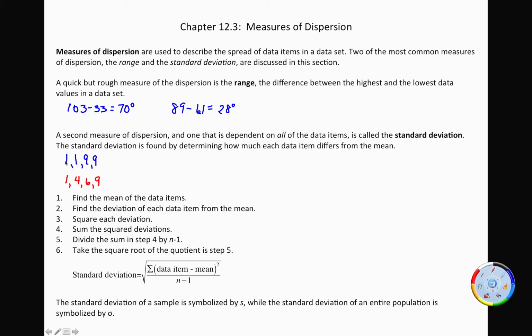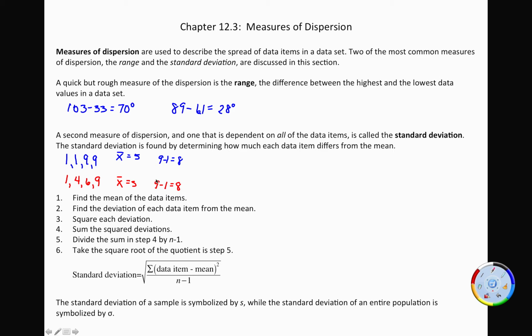Notice the mean for each one. Add them all up and divide by 4. So here's 10, 20 divided by 4. So the mean is 5 for this set. Same thing here, I've got 10, 20. So 20 divided by 4, the mean is 5. And the range of this set of data is 9 minus 1, or 8. And the range for this set of data, 9 minus 1, or 8.